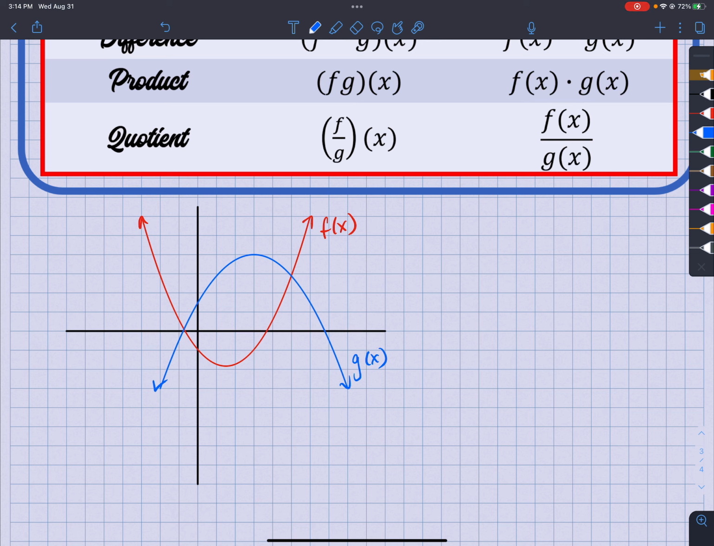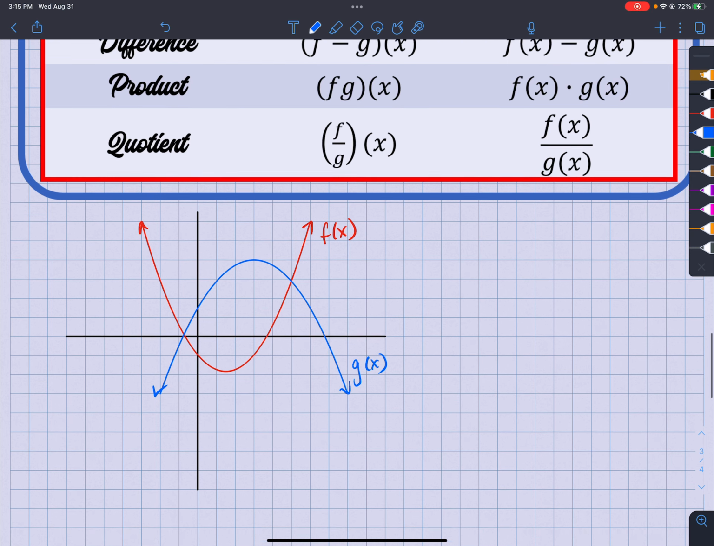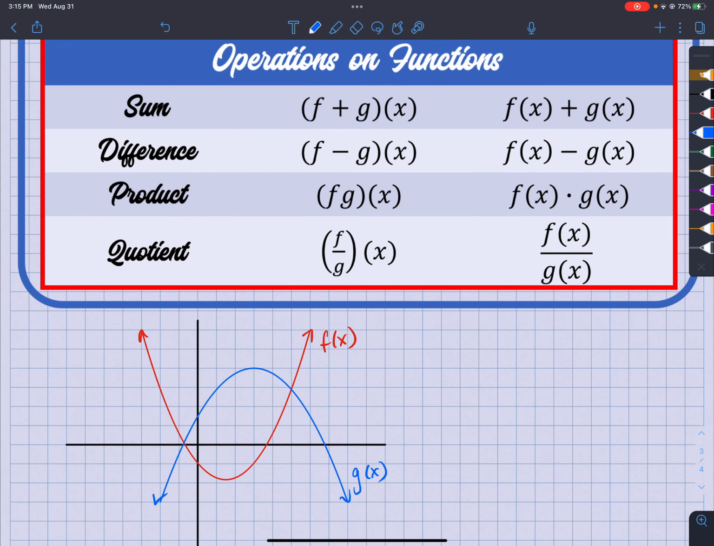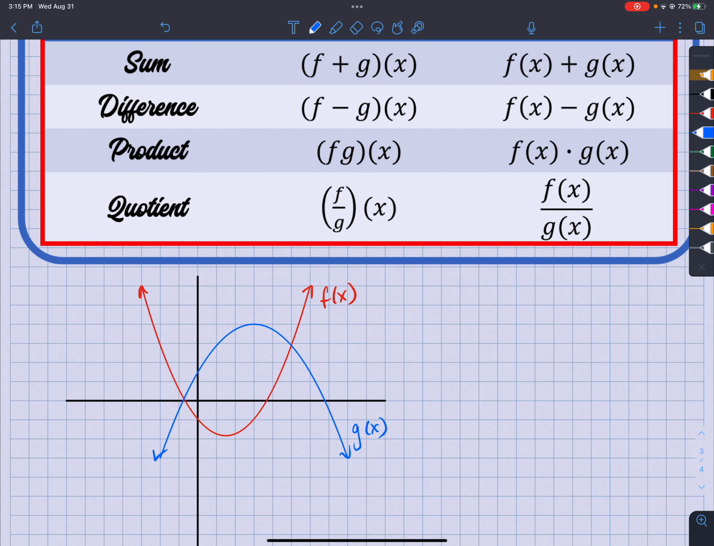So whenever we dealt with f of x and g of x, we typically dealt with a given function, a given equation. So let's say, for example, that they want you to look at graphs. They could say, hey, I want you to find f plus g of 3. So this tells me that I have to find the f of 3 and find the g of 3 and then add them together.